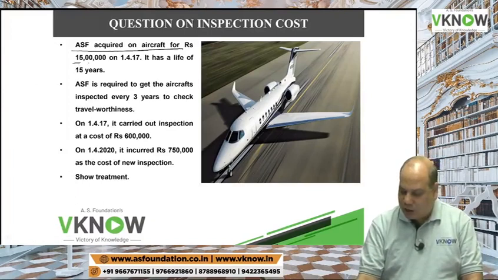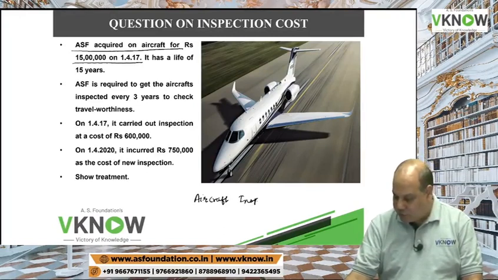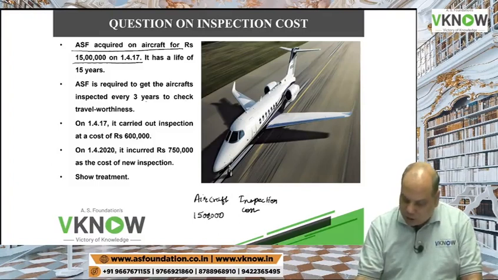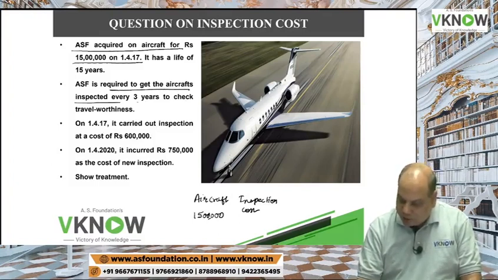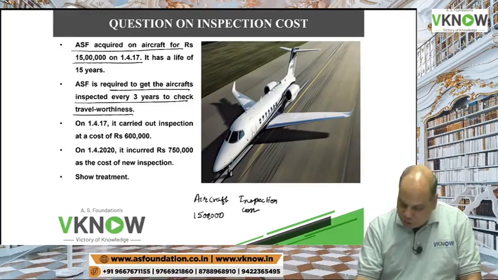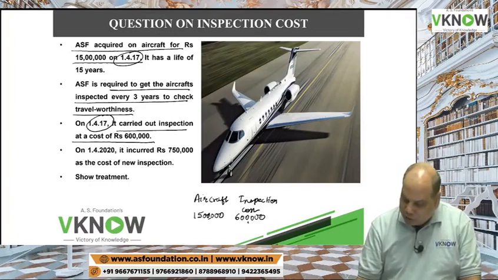ASF acquired an aircraft for 15 lakh. So we have actually two items in this: aircraft and inspection cost. Aircraft cost is 15 lakh, and it is required to get the aircraft inspected every 3 years to check the travel worthiness. So on the same date when it purchased the aircraft, it carried out inspection at a cost of rupees 6 lakh. What about the life?